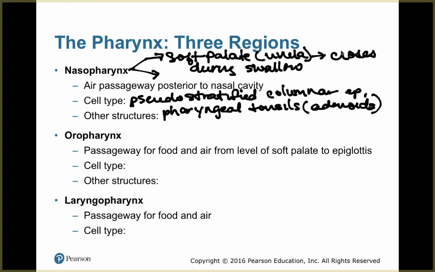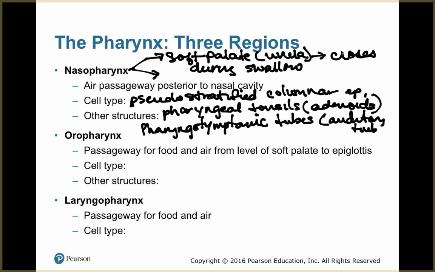Another structure that you have is the pharyngotympanic tubes, which are the auditory tubes. These drain and help to equalize pressure. So you might think of them as the equal pressure ear tubes.